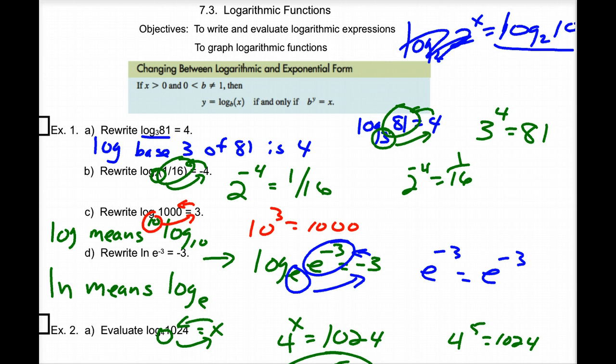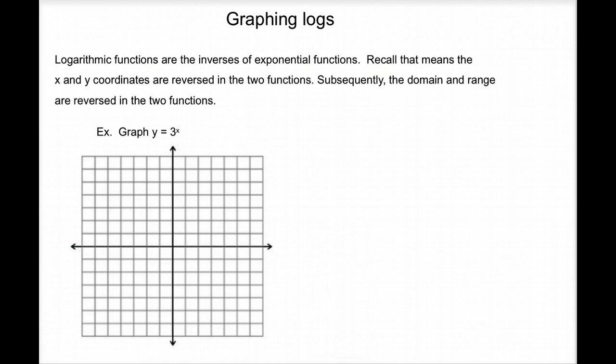So I'm going to go to my graphing page here. The graphs of logs are the inverses of exponential functions. We did exponential functions some time ago. Here's a basic exponential function. Every basic exponential function had a horizontal asymptote of y equals 0.